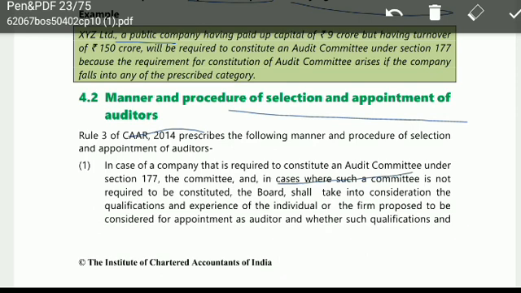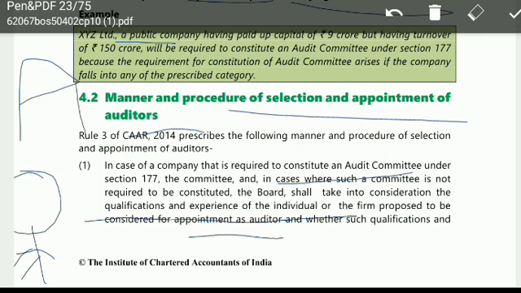They are saying that if a particular company is required to constitute an audit committee, then the audit committee, and if not required, then the board, should take into consideration the qualifications and experience of the individual or the firm proposed to be considered for appointment of auditor. Now they are talking about an individual or an audit firm who is going to be appointed as the auditor of your company.